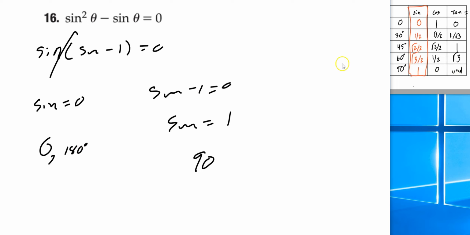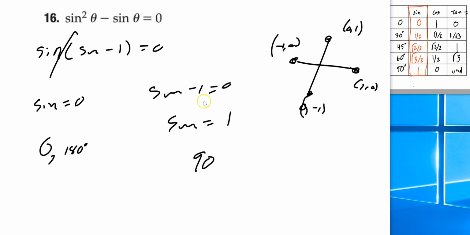If you're doing a triangle method, you have to keep in mind where sine equals 0 and 1. It's one of these points here. It's always going to be one of those points. So 1, 0, 0, 1, negative 1, 0, 0, negative 1. That's how you do it by triangles. So you have your answers. Where does sine equal 0? Right here and right here: 0 and 180. Where does sine equal 1? Where's 1 at? Right there at 90. That's the idea.